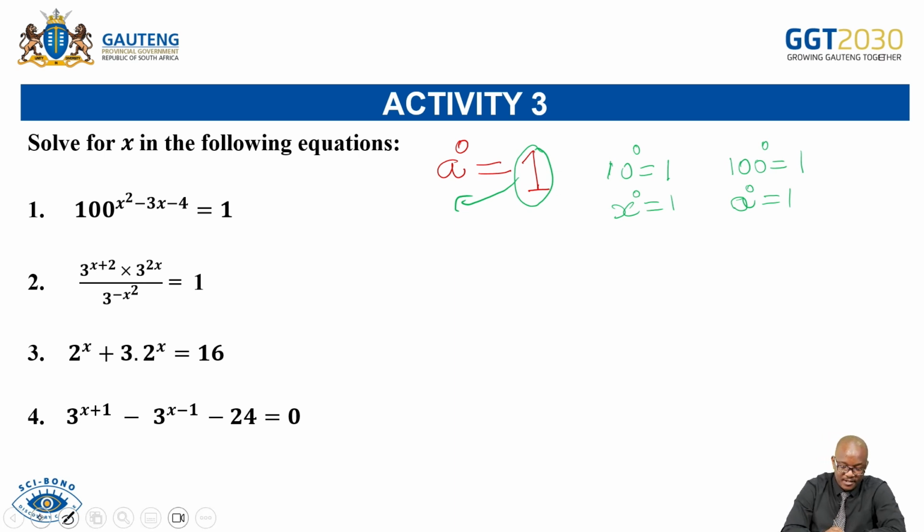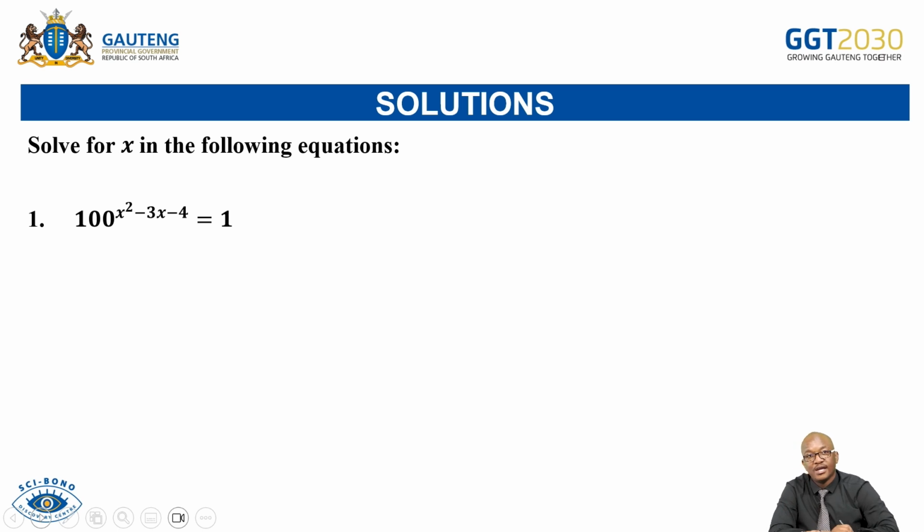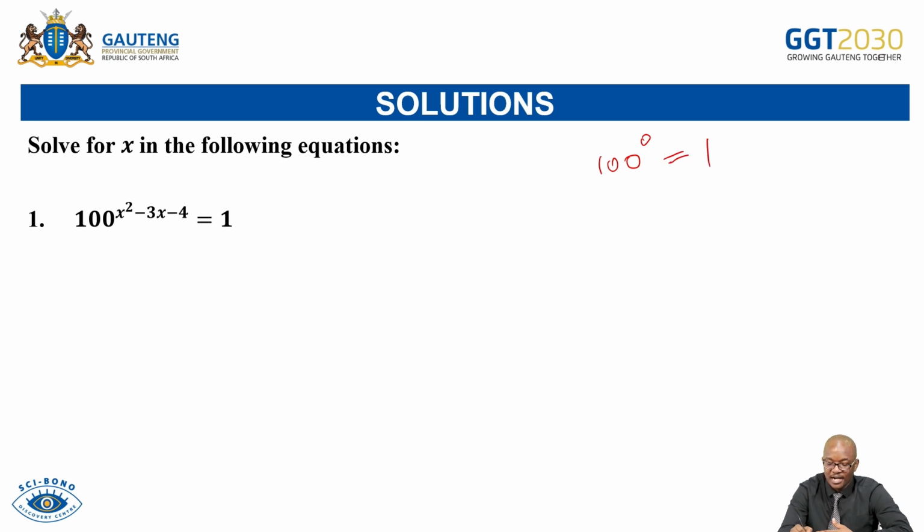Looking at the activity there, we have to solve for x, and the first one says 100 to the exponent of x squared minus 3x minus 4 is equal to 1. Remember here, our aim is to make the base the same. And how do we make the base the same here? We can see that on the left-hand side, the base is 100. And we agree that if I write 100 to the exponent of 0, it's equal to 1. So that's what we're going to do. Why are we choosing 100? Because the base on the left-hand side is 100.